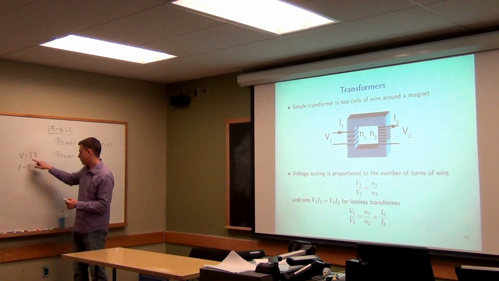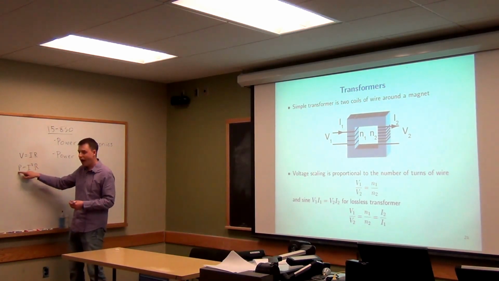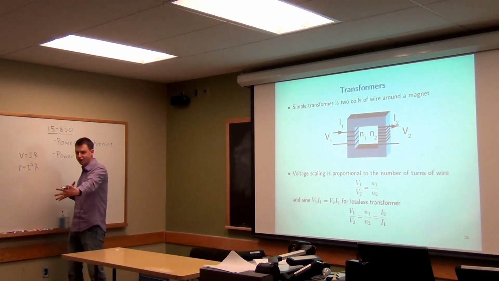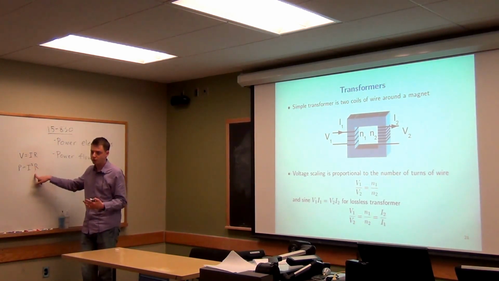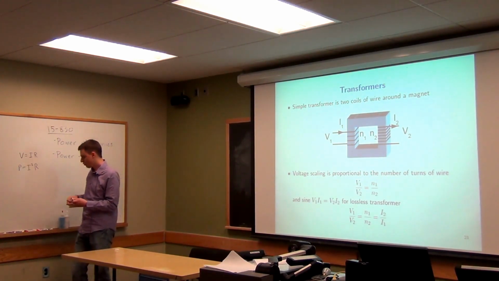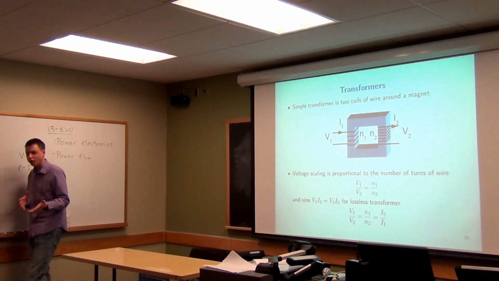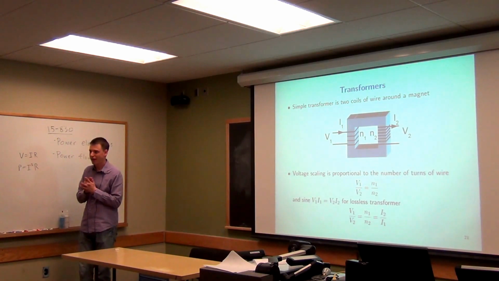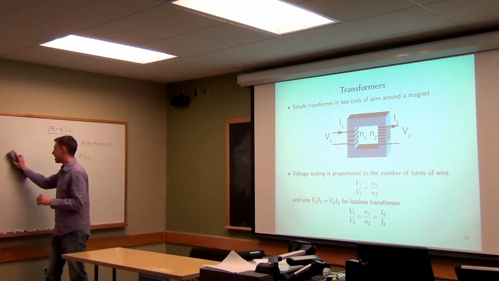And so there's this common expression that people call I squared R losses. The loss you have, the power that you're using up in that transmission, is going to be proportional to your current squared times the resistance. So current in general is something you don't want. You don't want to have high current in big voltage lines because that'll cause a lot of power to just be burnt up in that voltage line.